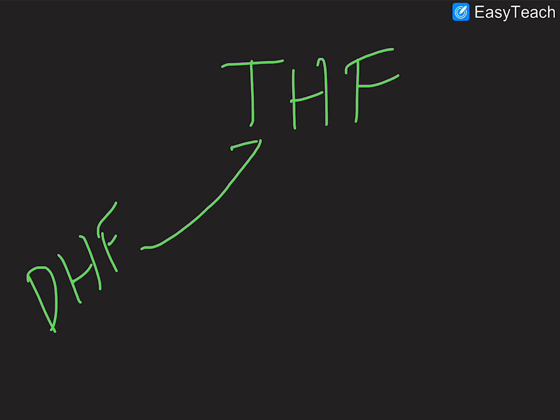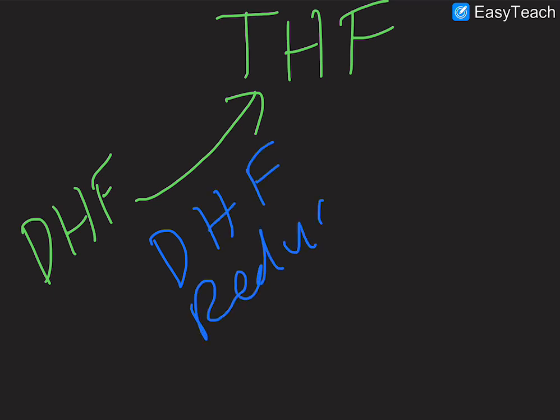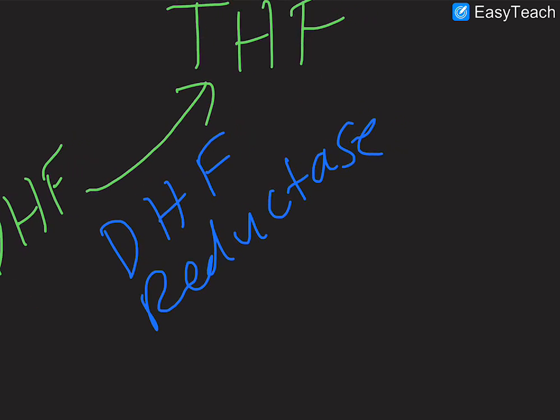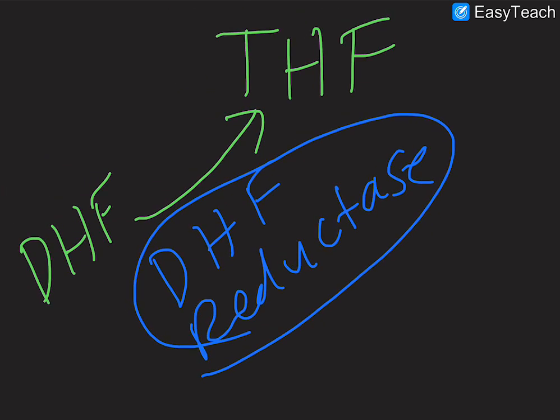Because we need formal tetrahydrofolate. Well, how do we even get tetrahydrofolate? From dihydrofolate, right? So dihydrofolate is how we get tetrahydrofolate. But how does this reaction even happen? We need dihydrofolate reductase, okay, which we talked about in the pyrimidine synthesis pathway. We need dihydrofolate reductase in order for dihydrofolate to get converted into tetrahydrofolate, right?